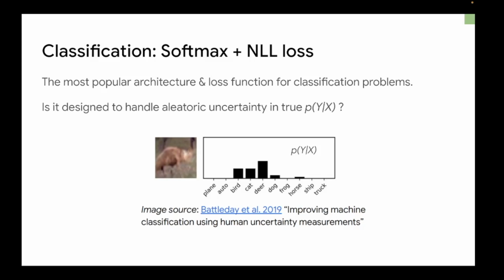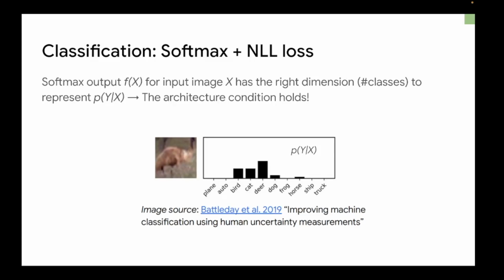The question is whether the existing solution here, softmax with negative log likelihood, is already solving the problem of aleatoric uncertainty. To get to the conclusion first, the answer is yes, and the reason is that it's a proper scoring rule. Okay, so let's take a look at this claim from two perspectives. One is architecture and the other is loss function.